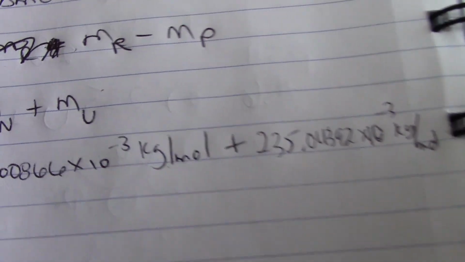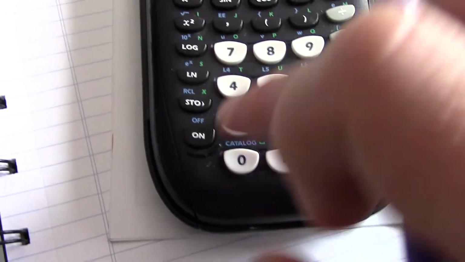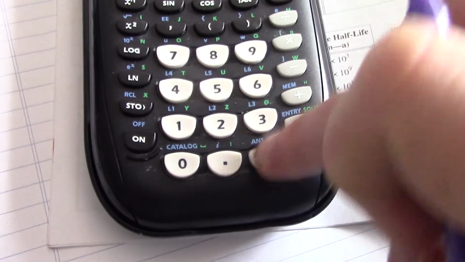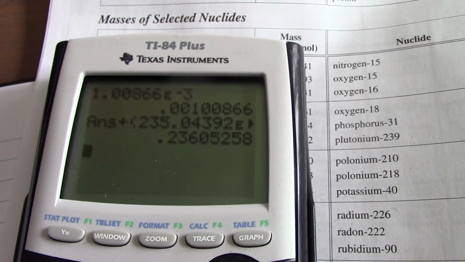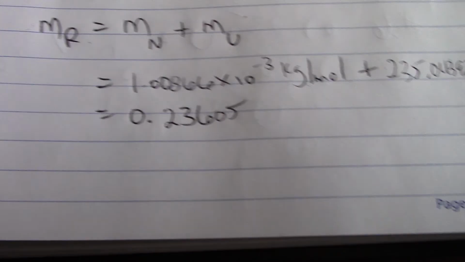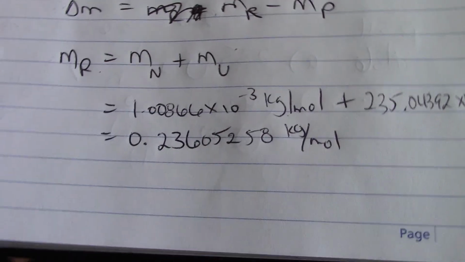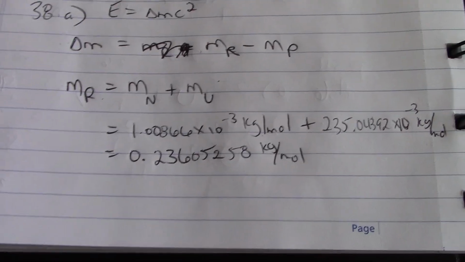So let's add that together. That's 1.00866 plus 235.04392 times 10 to the negative third, and that is 0.236. Significant digits, and again, this is tedious, but significant digits are important for mass equivalency because such small numbers create such a big change. So you have to consider the scale here. Normally I'm not super concerned with significant digits, but things to a decimal make a big difference with delta E equals delta m c squared, because such small changes in mass make such large changes in energy. So that's the mass of my reactants.